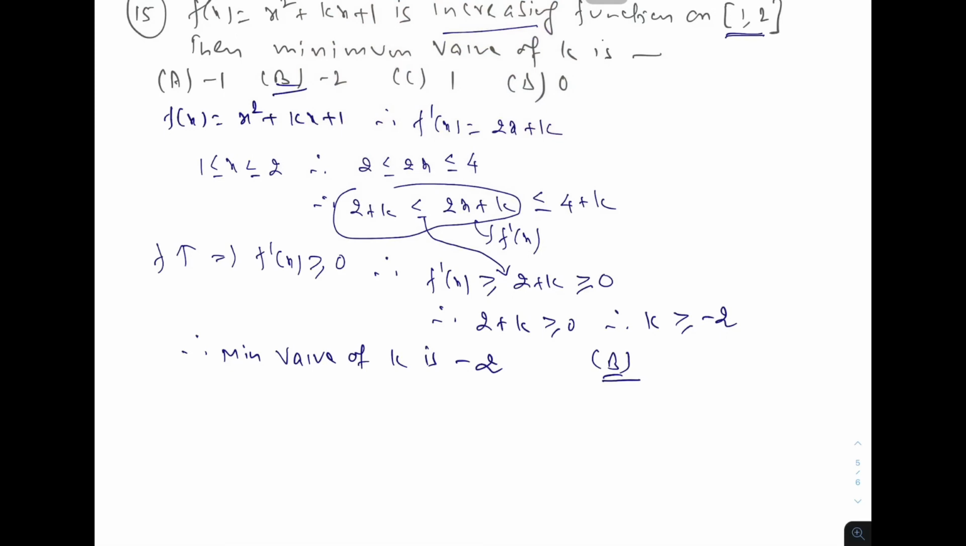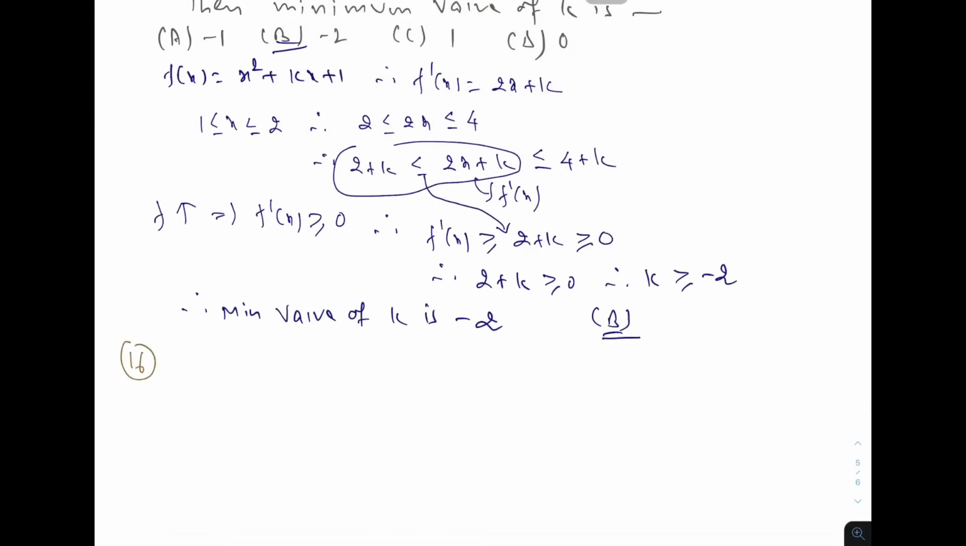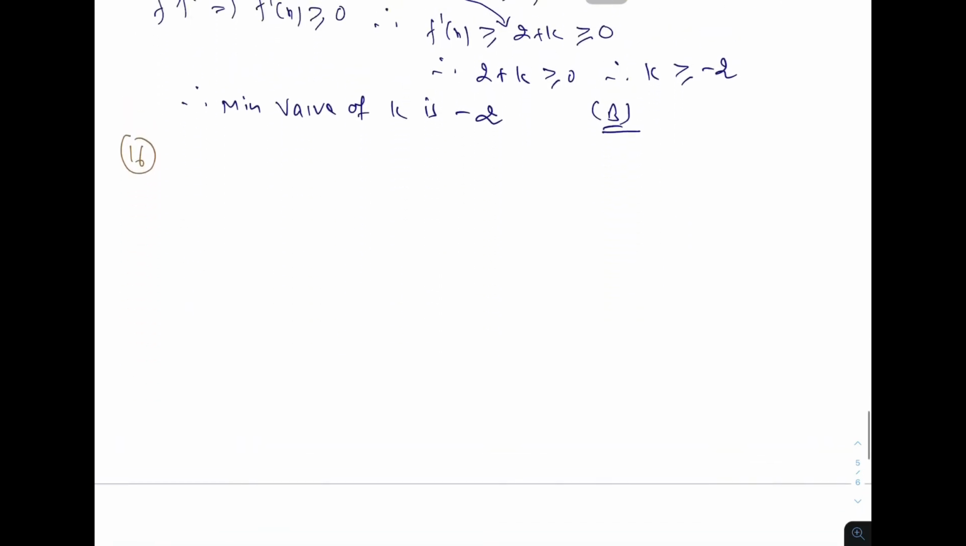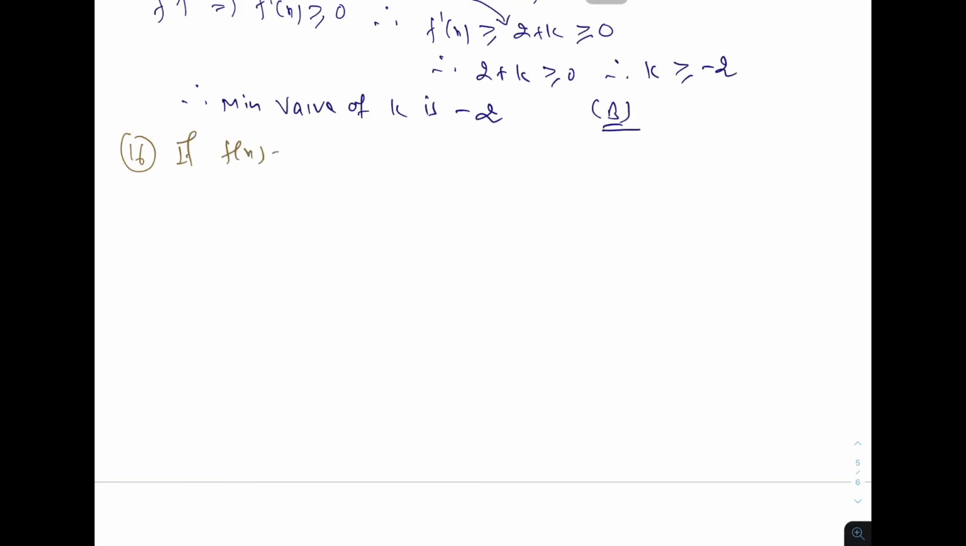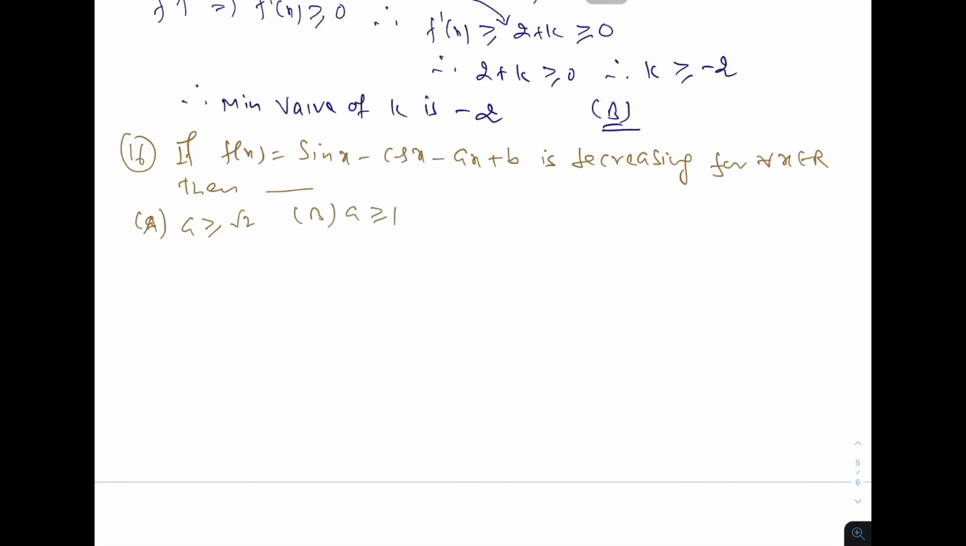Okay, next let us take, if f(x) equal to sin x minus cosine x minus ax plus b is decreasing for all x in R, then blank. Options are a greater than or equal to root 2, a greater than or equal to 1, a less than root 2, a less than 1.